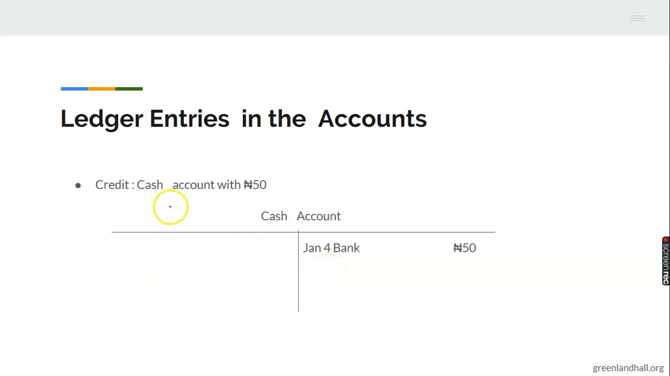Then we are going to credit the cash account with 15 naira. So the cash account gave out that amount of money and it was kept or lodged in the bank. So January 4, the bank received 15 naira from the cash account, and it has been credited to the cash account now.